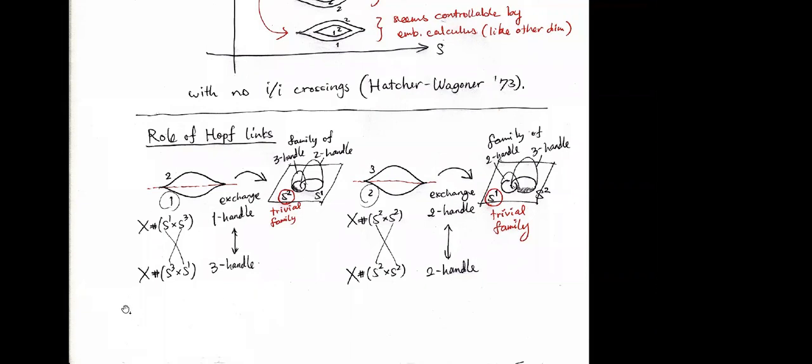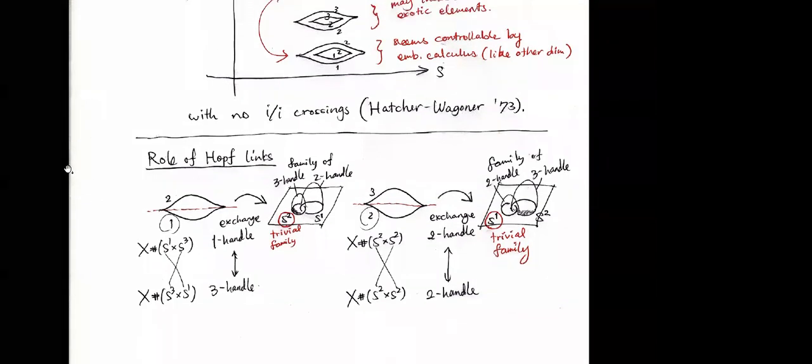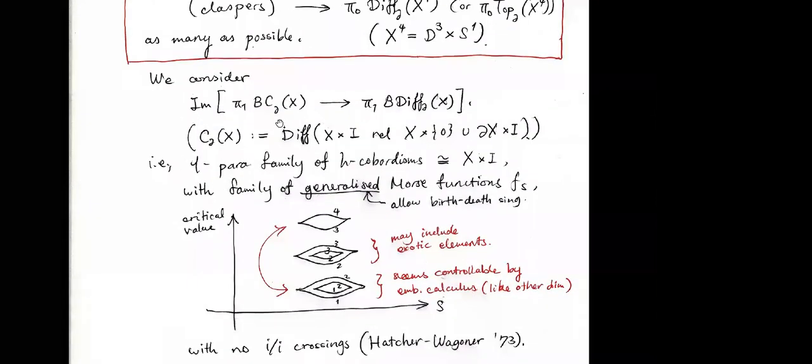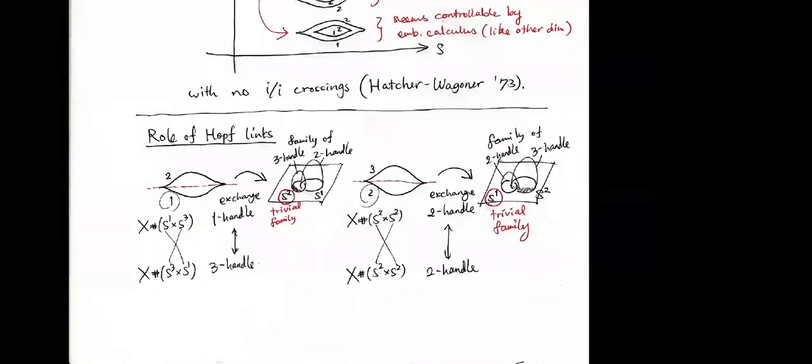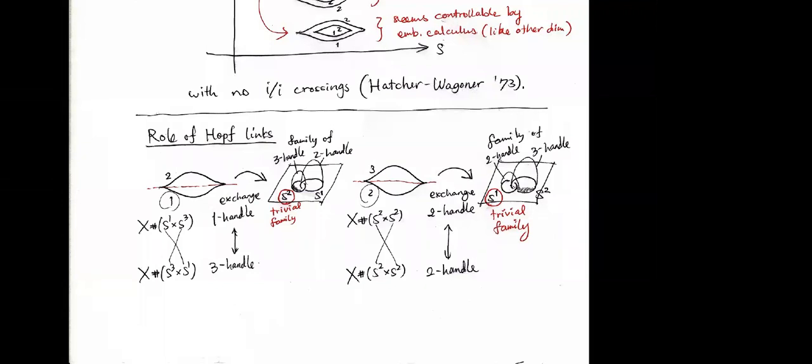And roughly, this is the entire structure of this image. And we would like to construct elements. Clasper surgery is given by surgery along Hopf link. And we make a complicated link of claspers and construct many non-trivial elements.